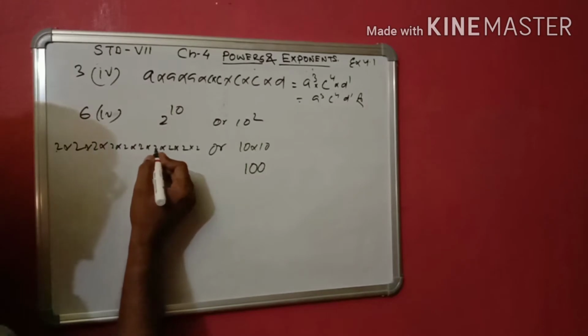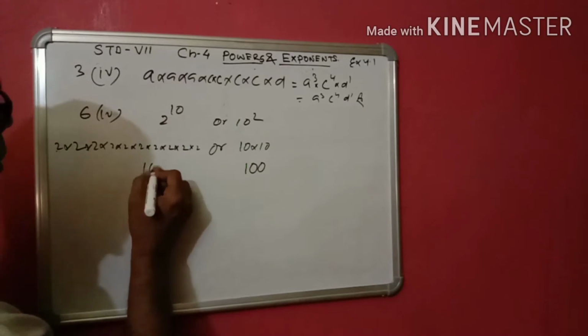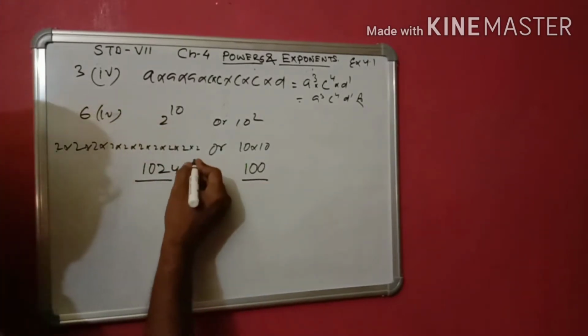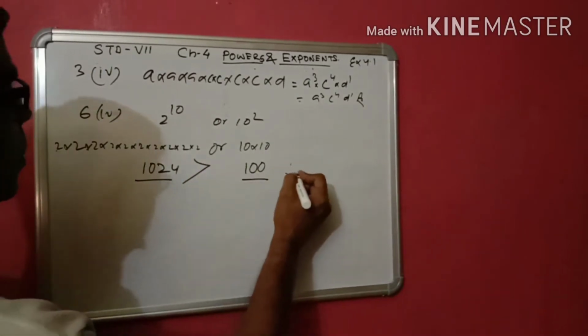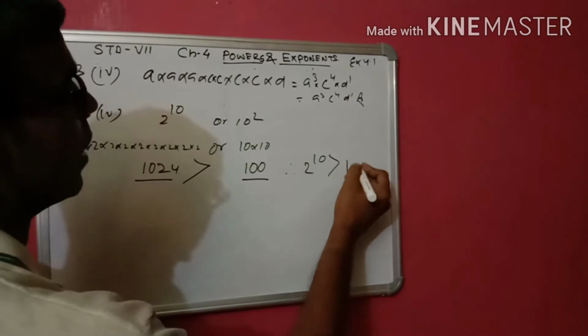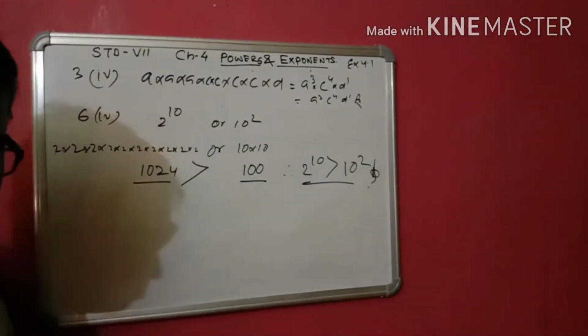this is 64, 128, 256, 512 and this is 1024. According to the number, which one is greater? This one is greater, therefore 2 to the power 10 is greater than 10 to the power 2. This is your answer. Write down please.